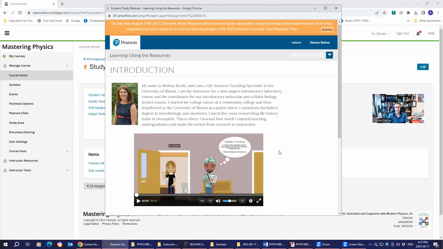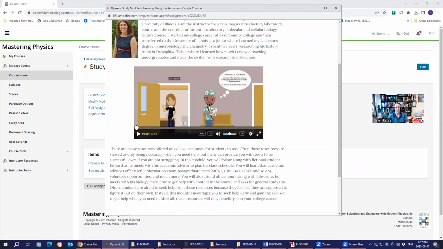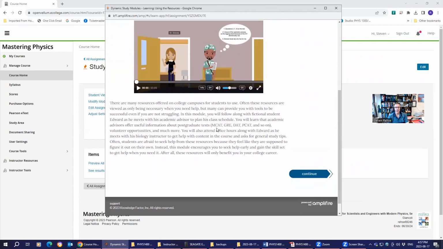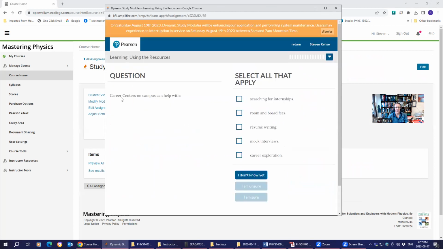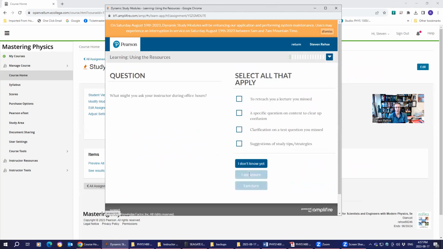So they're here. Again, how do you use these things? There's a lot of resources, and you're going to learn that these things are really good. So career centers on campus. I don't know what career centers are for. What might you ask your instructor during office hours? Well, that's a good question. What are you going to ask Dr. Rehse?